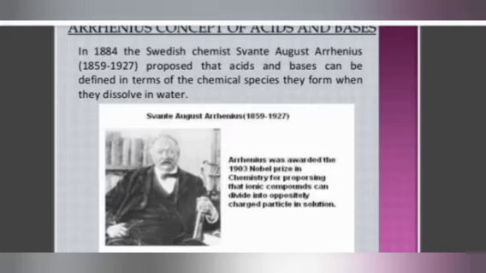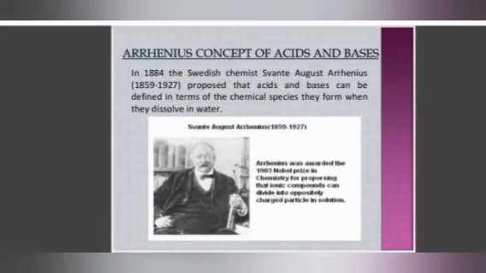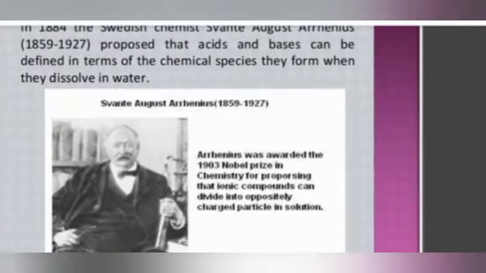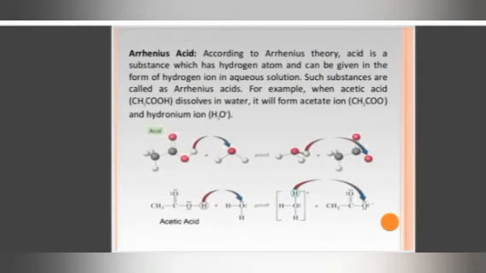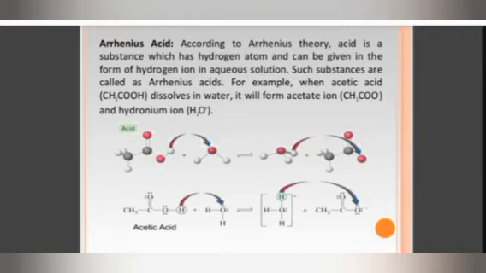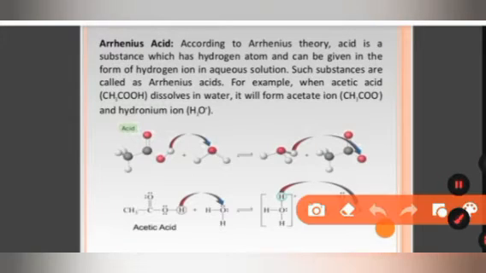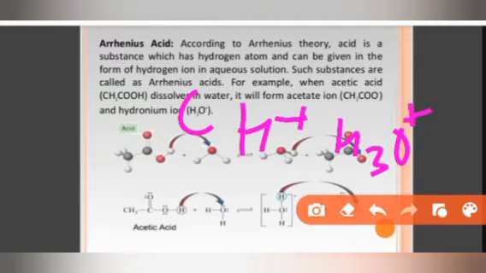In 1884, the Swedish chemist Svante August Arrhenius, who was also awarded the Nobel Prize in Chemistry, proposed that ionic compounds can divide into oppositely charged particles in solution. So he proposed that acids and bases can be defined as the chemical species they form when they dissolve in water. So what is an Arrhenius acid? All those substances which after ionization give H+ or H3O+ are known as acids. A substance giving H3O+ after dissociation with water is known as an Arrhenius acid.